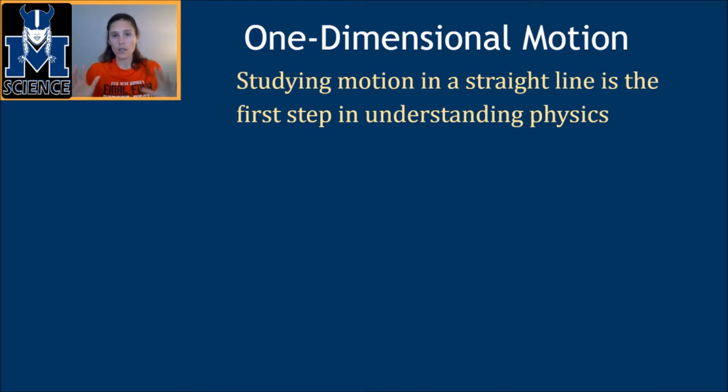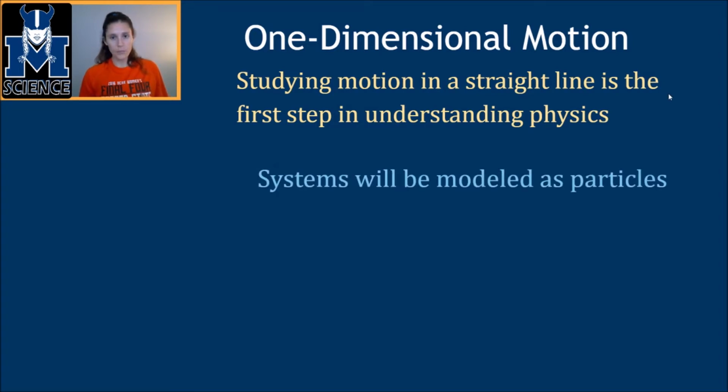One-dimensional motion is kind of the simplest type of motion that you can study in physics, and it's the first step in understanding motion in more dimensions. So we're going to go into 2D motion, and you can even transfer that into your understanding of three-dimensional motion. So when we talk about motion, we're going to have to model objects as a simplified particle.